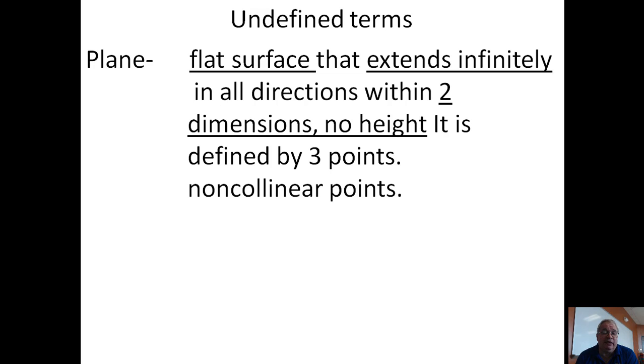The points need to be non-collinear, sorry, they need to be non-collinear. I'm going to talk about that a little bit later. We haven't defined that yet, so you probably don't know too much what that is right now, but we'll get to that a little bit later.